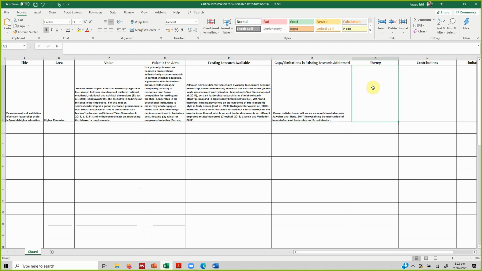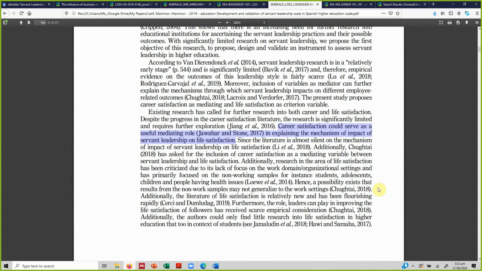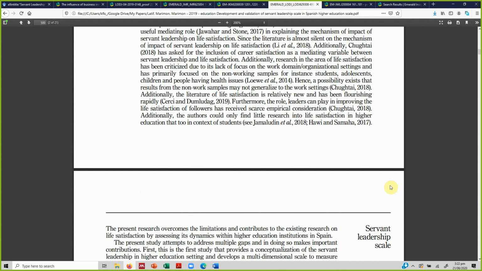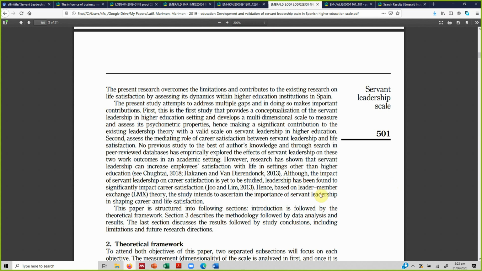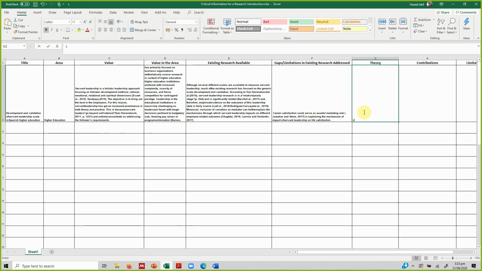The next step is theory, as one of the participants asked. What theory? So where is the theory? If you go down, once they have identified the limitations and gaps in the existing research, once they start writing about the contribution, sometimes it's before the contribution and sometimes it's within the contribution. If we search through this paper, we'll find the theory that they have used. They have used LMX theory pertinent to servant leadership, career satisfaction, and life satisfaction. So what you can do is write LMX theory.